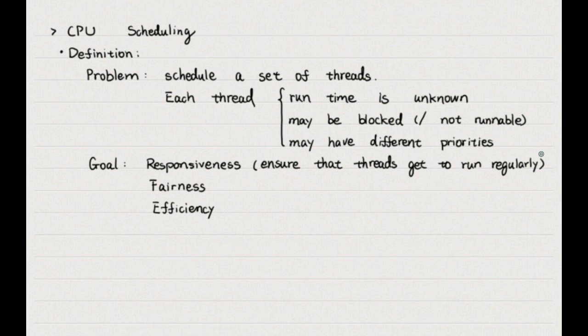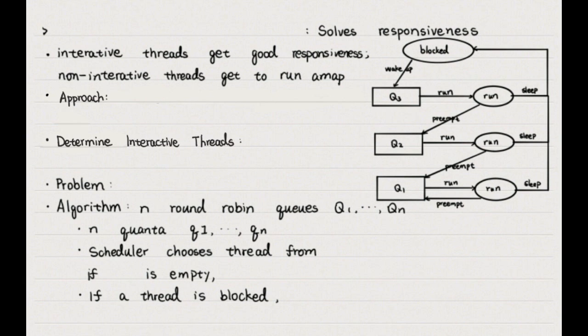The objective of the CPU scheduler is to achieve a balance between responsiveness, ensuring that threads get to run regularly, fairness, and efficiency. Let's first look at how to achieve responsiveness. Let's consider this question: what is good responsiveness? We consider two threads of the same process.